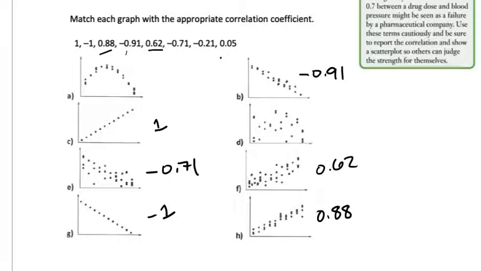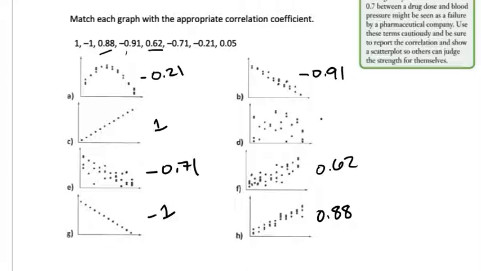-0.21 and 0.05, those ones are a little bit harder to quantify. I would say that A probably is a little bit of a stronger correlation. It's not a linear relationship. So this part over here is going to cause the value of R to be closer to 0. But this part right here, if you just look at these points, those are fairly close to a line. So I think that this is going to be the value.